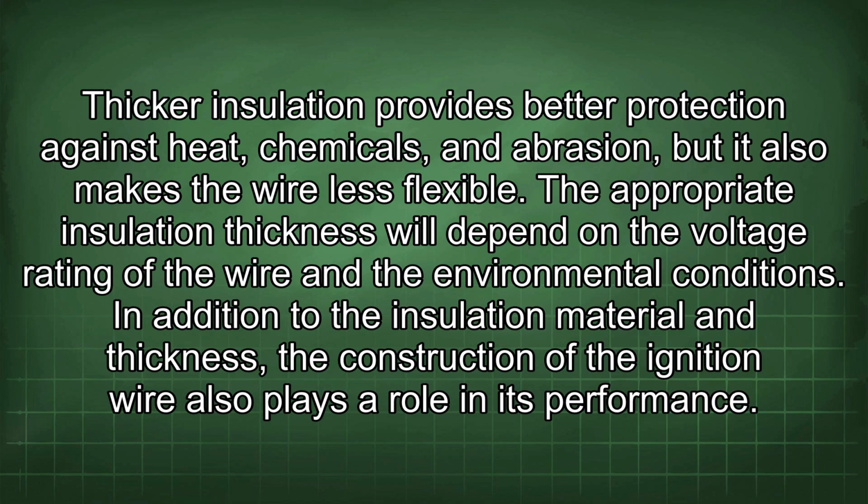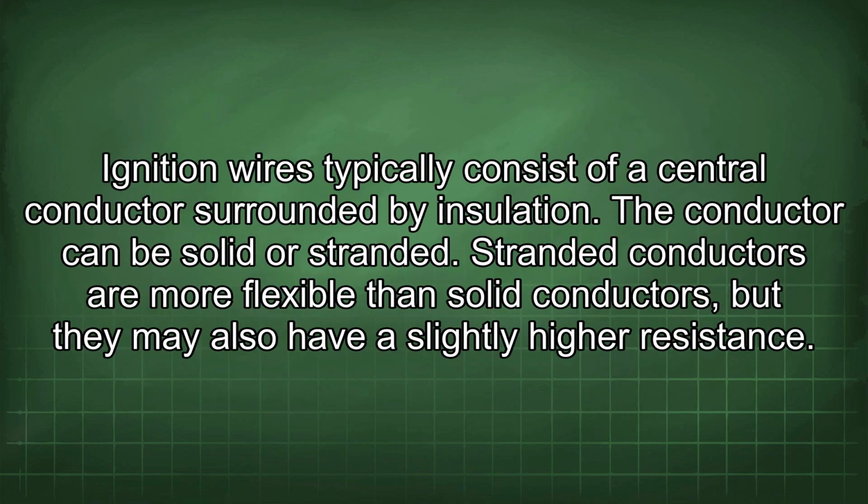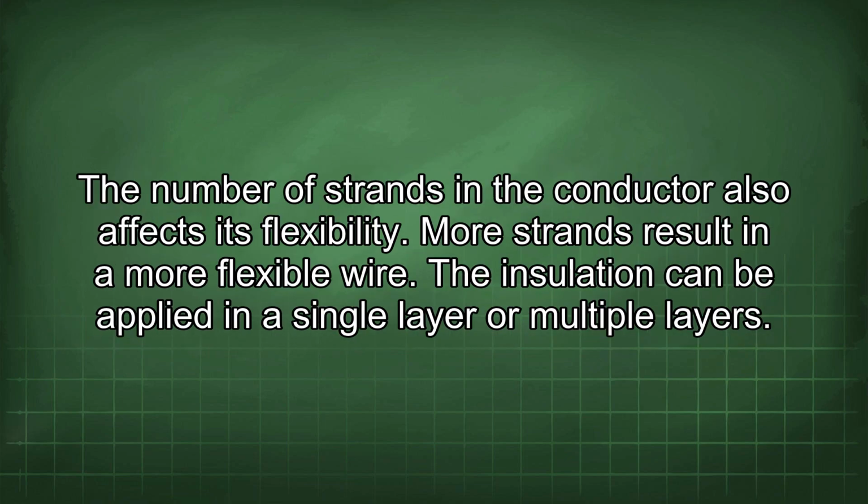In addition to the insulation material and thickness, the construction of the ignition wire also plays a role in its performance. Ignition wires typically consist of a central conductor surrounded by insulation. The conductor can be solid or stranded. Stranded conductors are more flexible than solid conductors, but they may also have a slightly higher resistance. The number of strands in the conductor also affects its flexibility. More strands result in a more flexible wire.